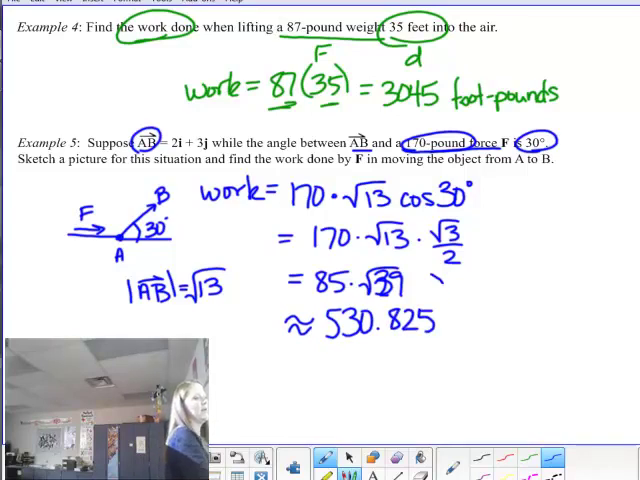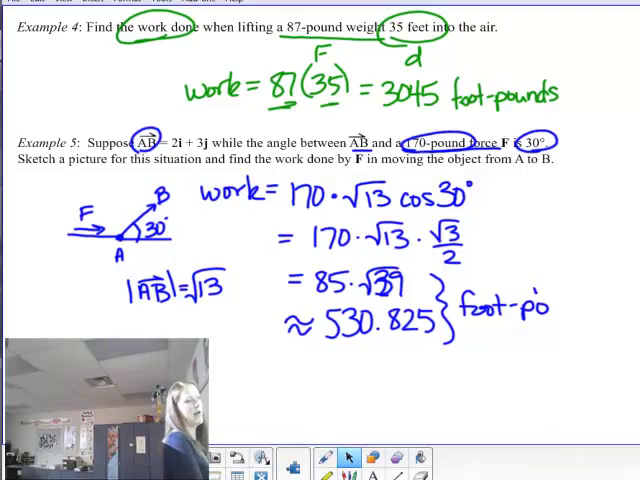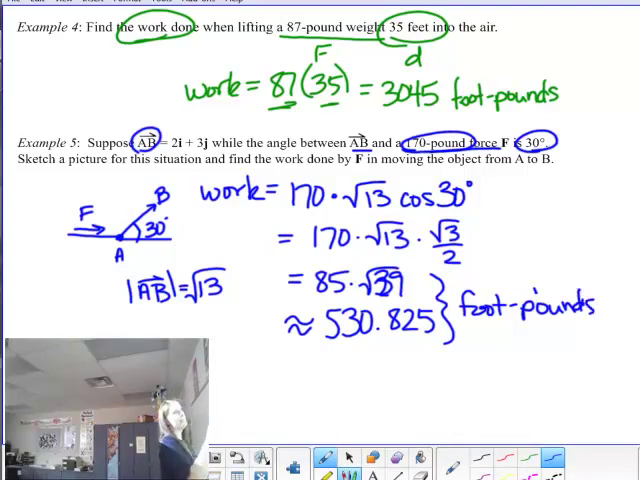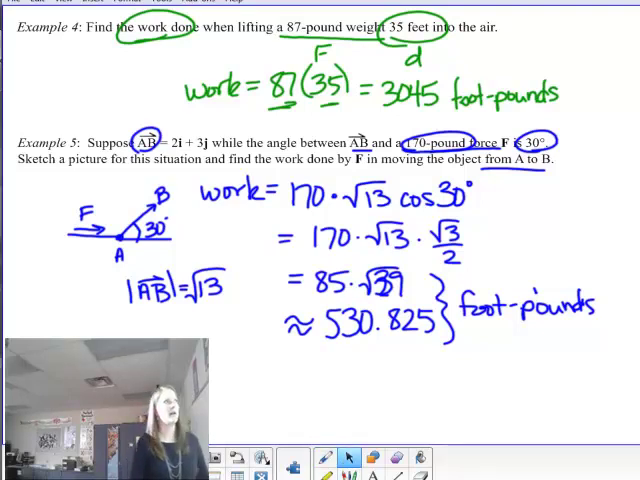530.825. In either case, we're going to call these foot-pounds. The abbreviation for pounds is LBS. Our measurement actually doesn't tell us that the object moving from A to B is in feet, but I believe the ones on the homework are, and we do have a pound force. Usually feet and pounds go together, and newtons and meters go together.